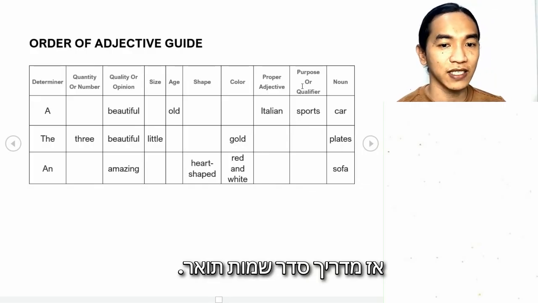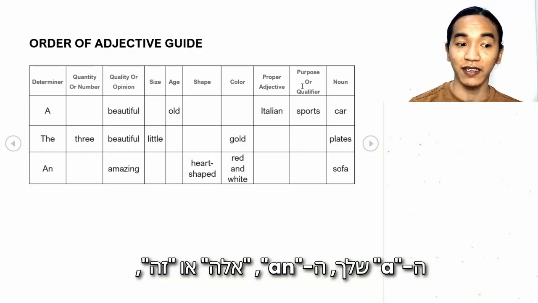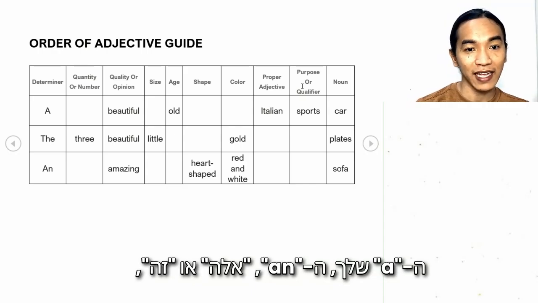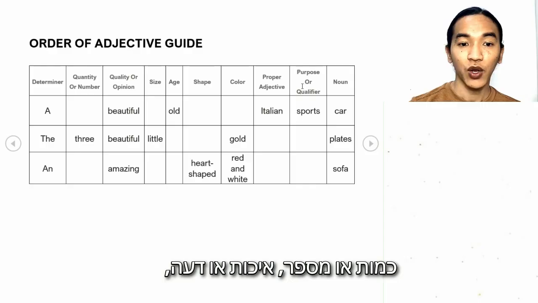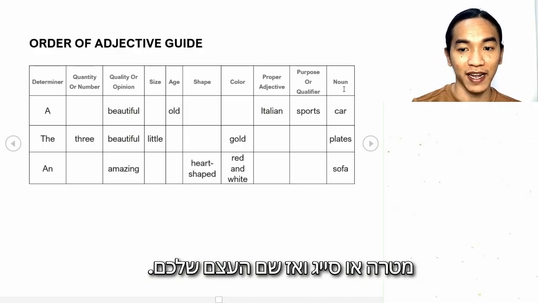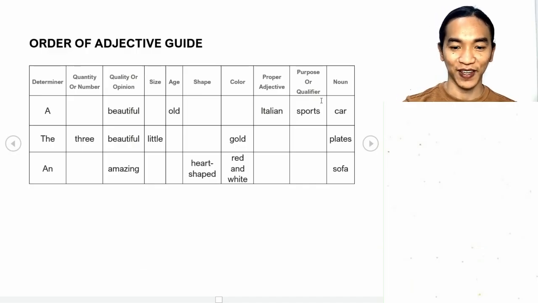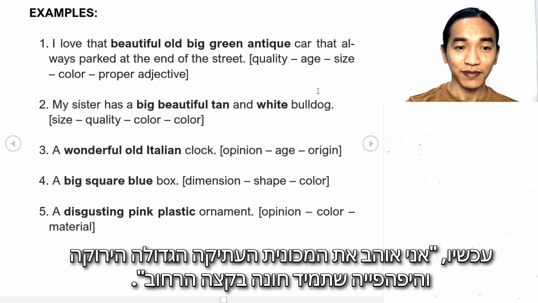So, order of adjective guide. As a table here, we have determiner, your a, the, an, these or that, quantity or number, quality or opinion, then the size, age, shape, color, proper adjective, purpose or qualifier, and then your noun. So I want you to pay attention to this table and practice creating your sentences following this order. Okay? Now, I love the beautiful old big green antique car that is always parked at the end of the street.